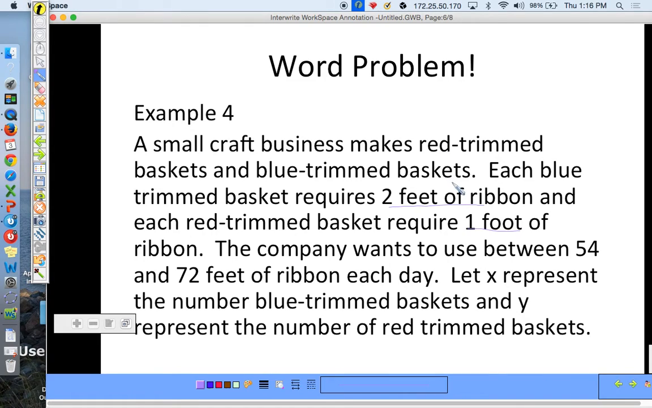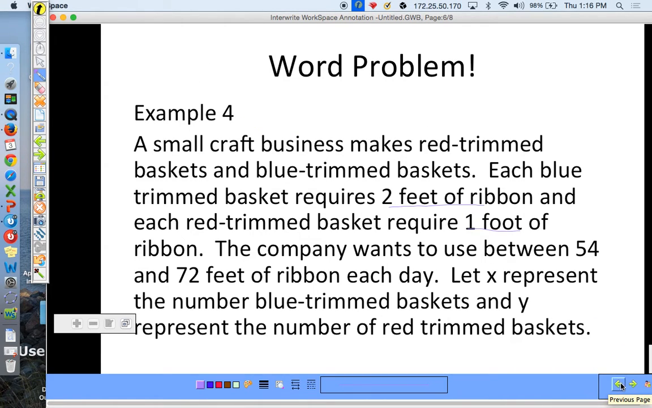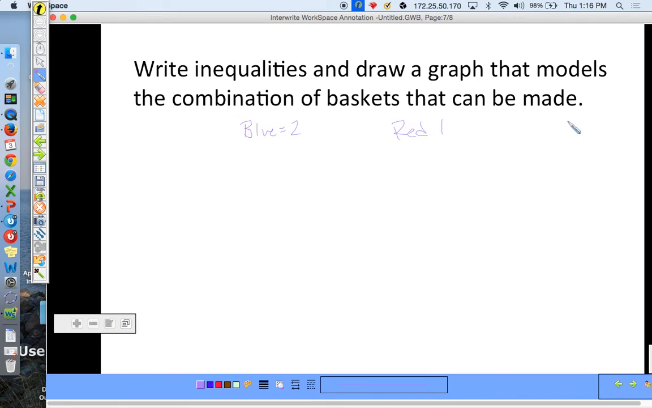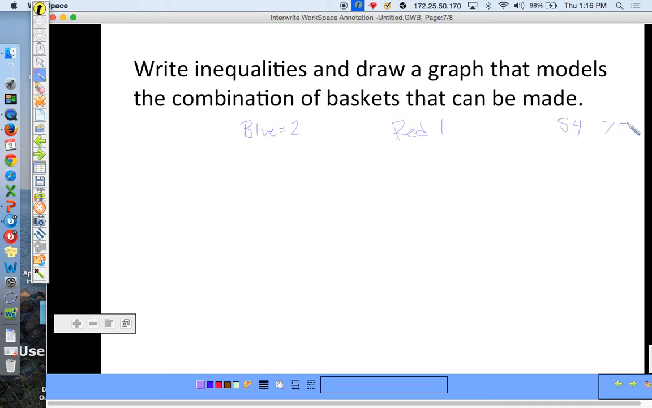Well, let's see. So blue goes with 2, so I'm going to put blue is 2 and red is 1. And the company wants to use between 54 and 72. Okay, well, let's say that this is X and Y. So we know our ribbon used is 2 for each X plus 1 for each Y. And we know it has to be greater than 54. But we also know that ribbon has to be less than 72.